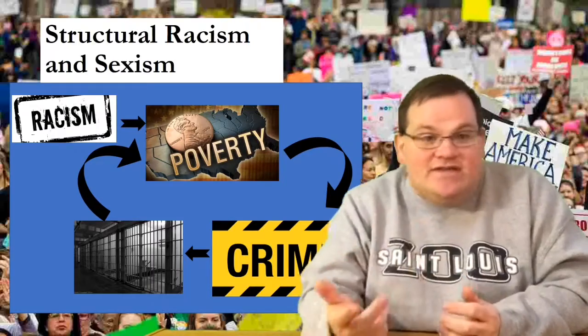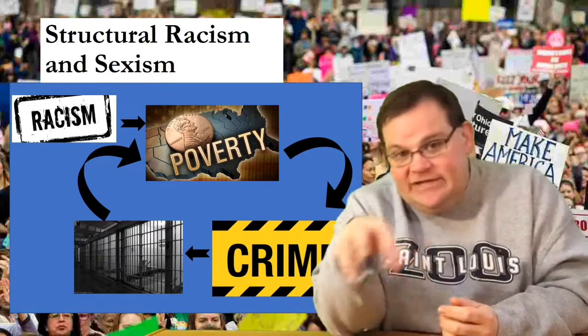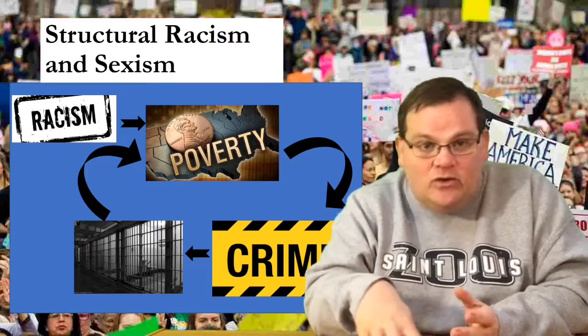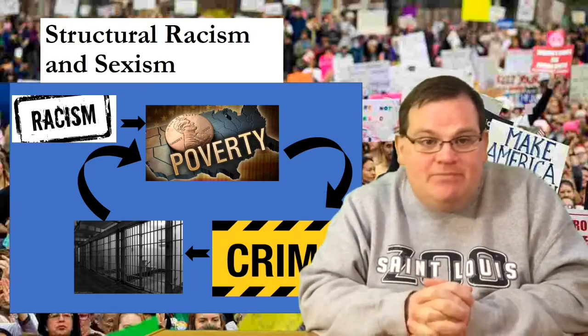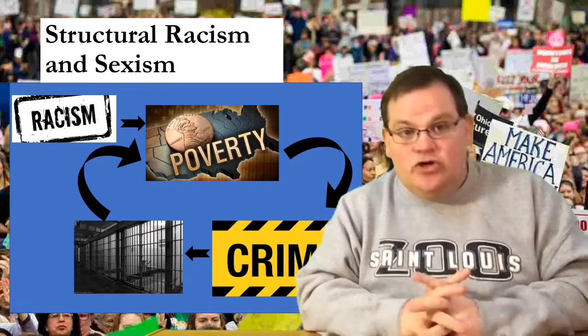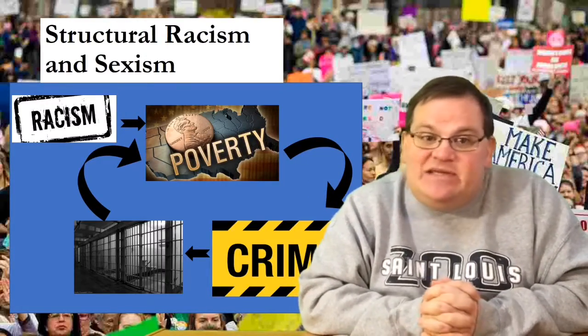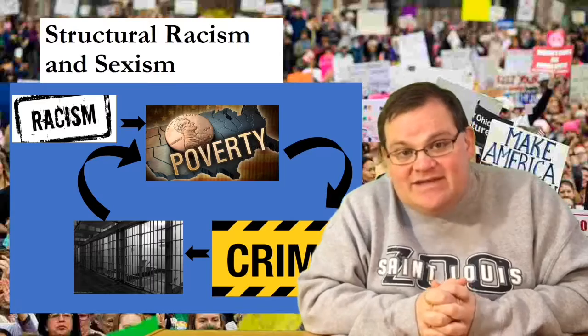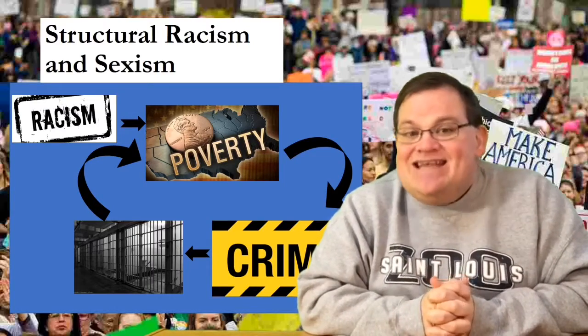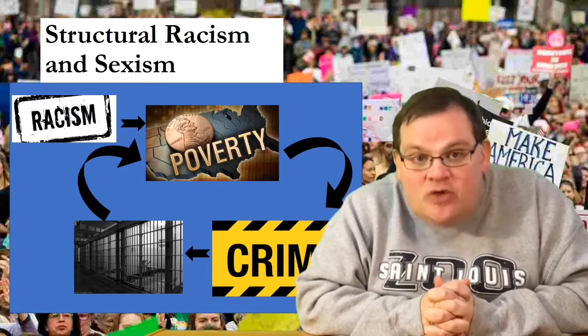Now note that once this gets started, once racism leads to a kind of ghettoized poverty for black people, then racism actually could entirely go away and it wouldn't break the cycle, because the cycle doesn't depend upon the presence of racism explicitly to do it. It's just built into the structure.